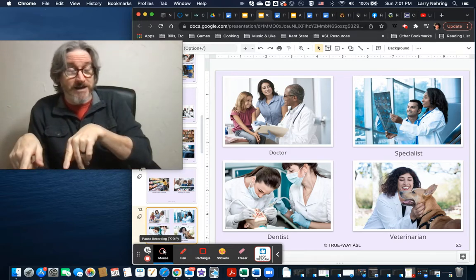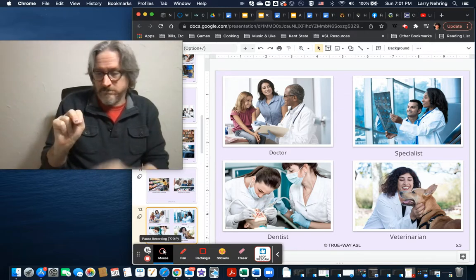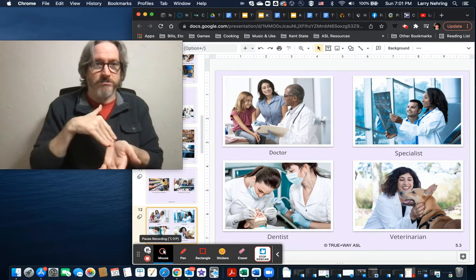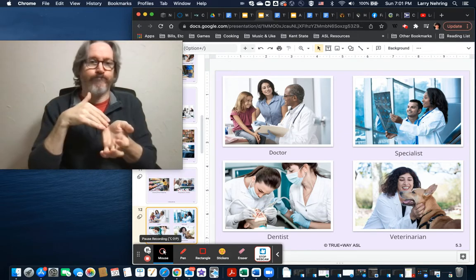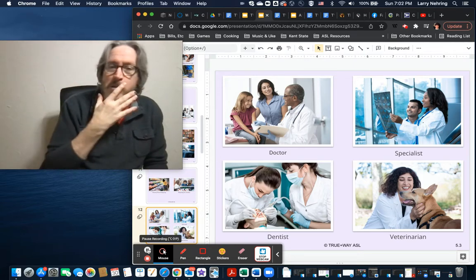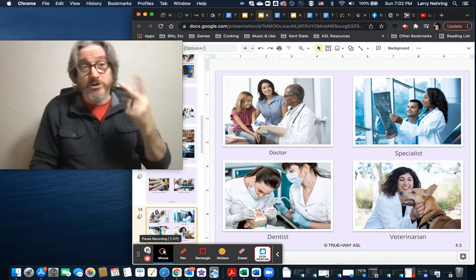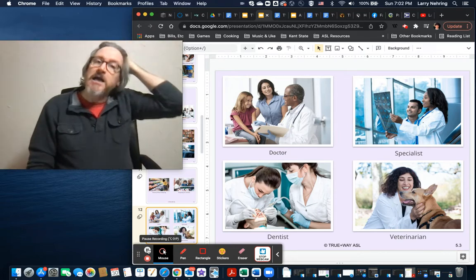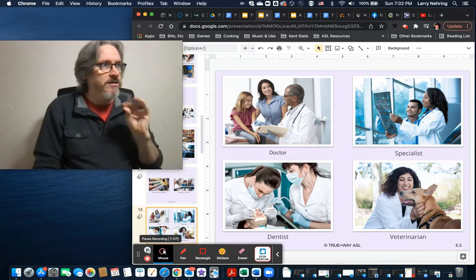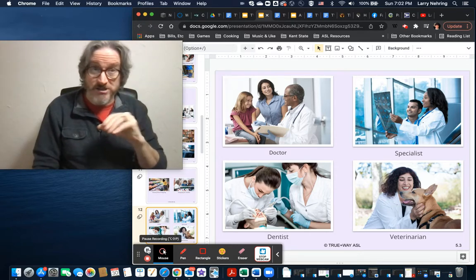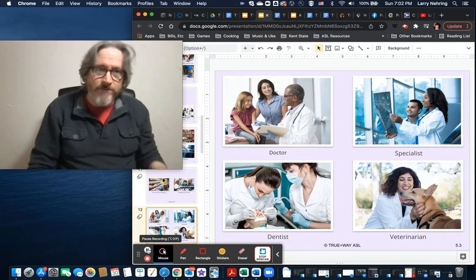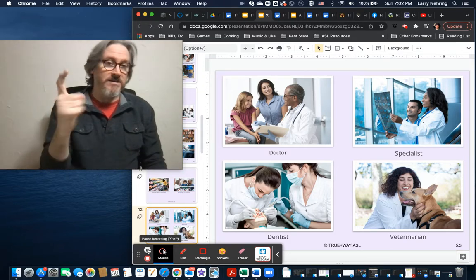I'm going to go to veterinarian next. Vet. V-E-T. Vet. Or animal doctor. Because some people could get confused with veteran. So now dentist. I'm going to show you two signs for dentist. One is very safe. One has the danger of signing it wrong and meaning something very different and somewhat offensive. Okay. So this is the safe one.